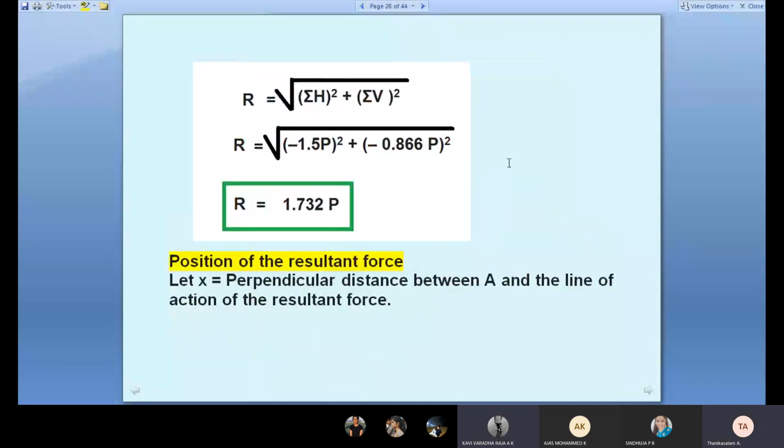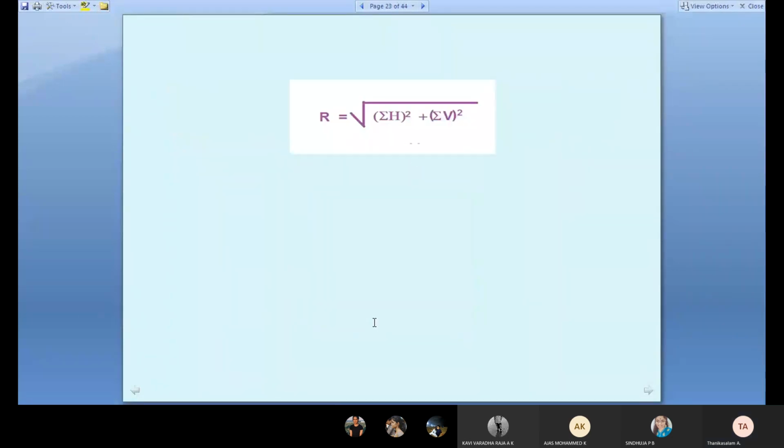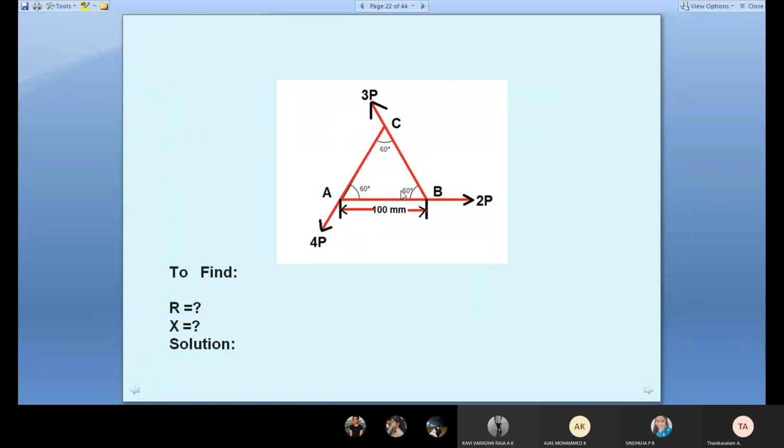See, in the previous question, they mentioned an equilateral triangle and did not give a diagram. What is an equilateral triangle? You draw all three sides equal and the angles also the same. What is the summation of angles? 180, no? So each angle is 60 degrees. Then 2P, 3P, 4P act along the sides AC, CB, BA. See here, I have drawn it. Why did the 60 degrees come? This is an equilateral triangle, so as a mathematical rule, you can take it.